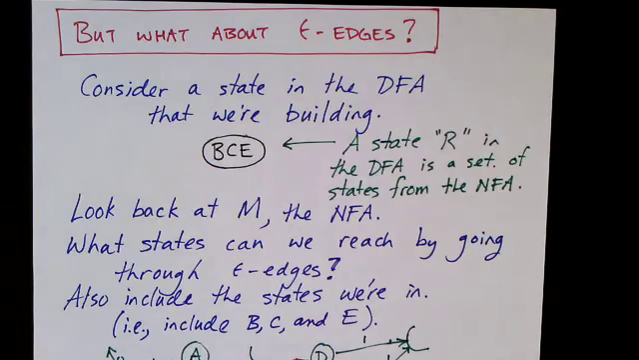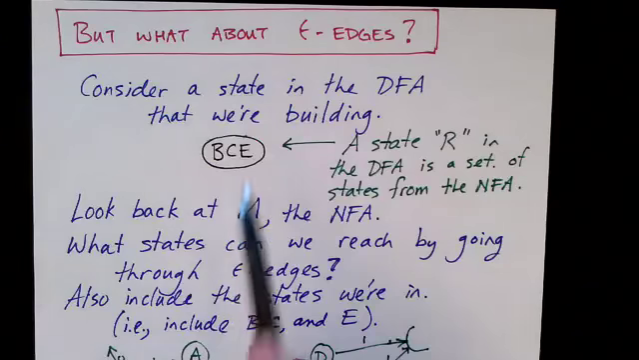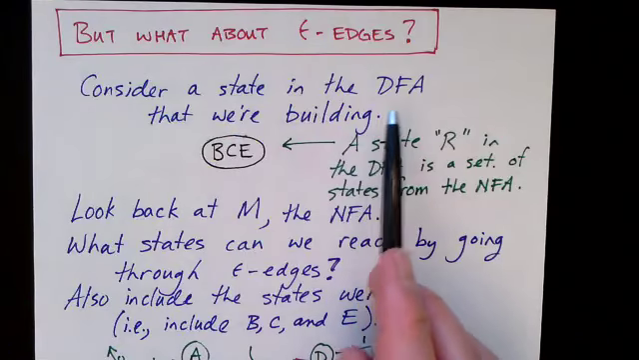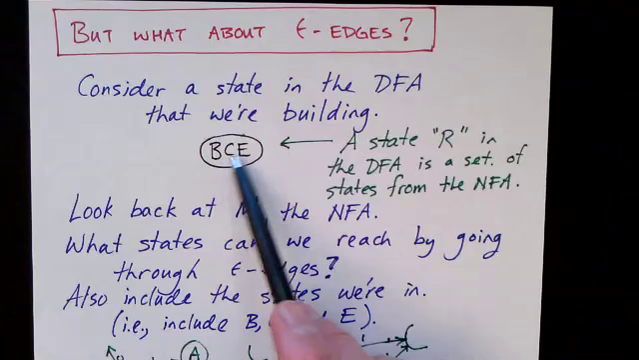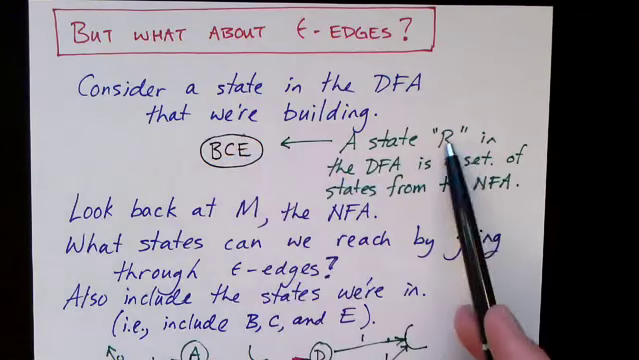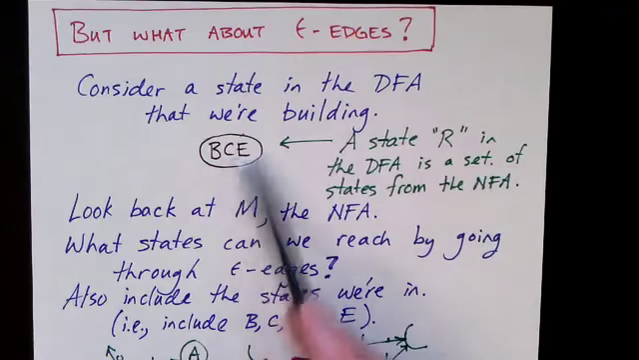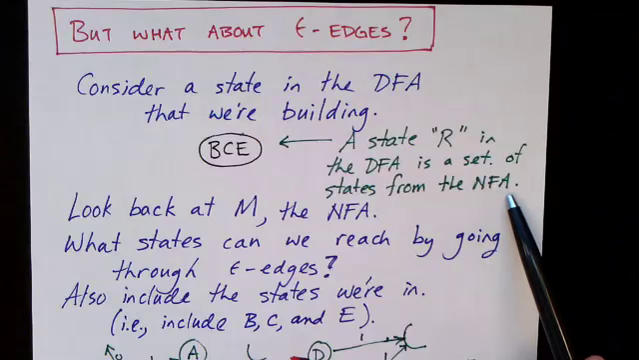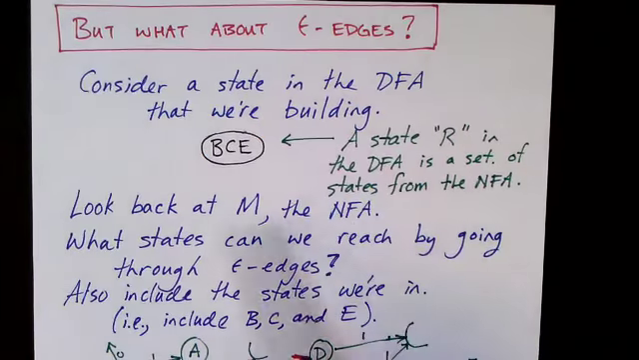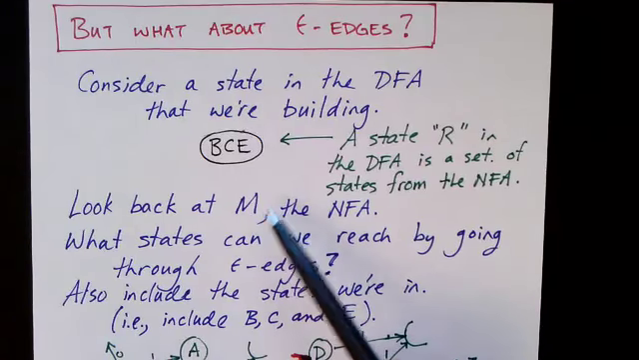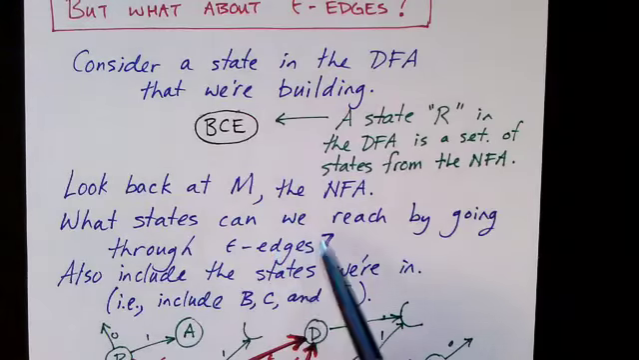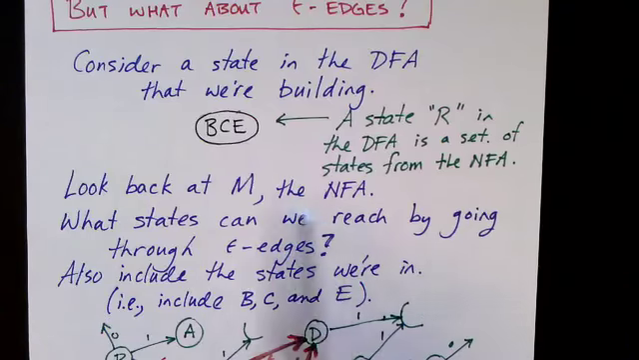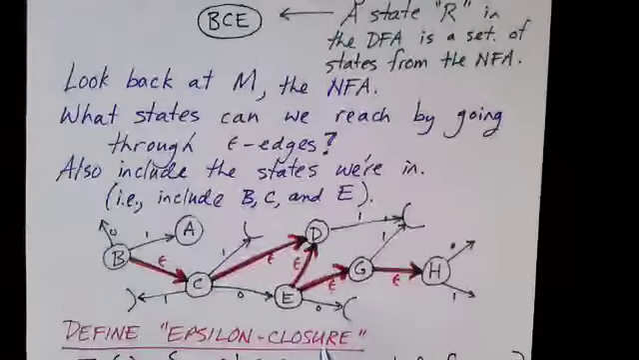We've left something out, though. We've left out epsilon edges. Consider a state in the deterministic finite state machine that we're building. It's got some states in it, like B, C, E. This is the state R, and it really is a set of states from the non-deterministic finite state automaton. Now look back at the non-deterministic finite state machine and ask yourself, what states could we reach by just using epsilon edges? Because if we're in B, C, or E, we could always follow an epsilon edge.